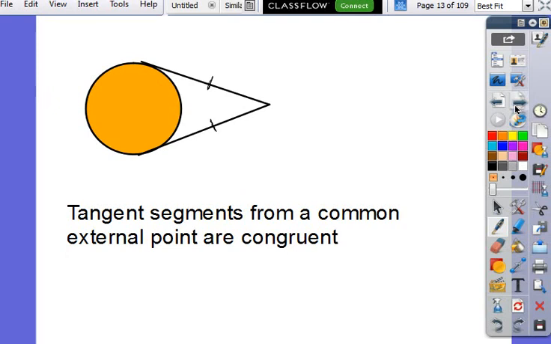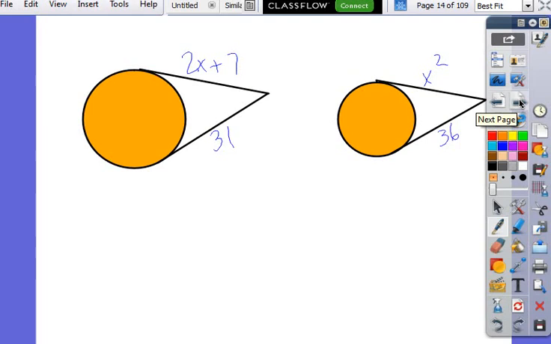If you have two tangent lines, or line segments, from a point, they're going to be the same. So what would I do with these right here? Just set them equal to each other and solve. Over here, I would say x squared equals 36.